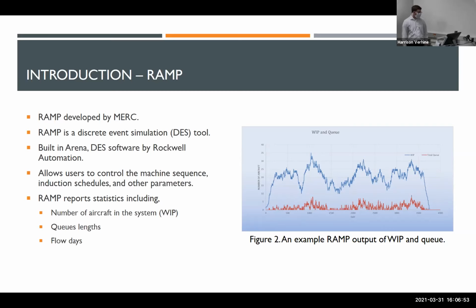RAMP outputs many statistics, including the number of aircraft in the system at each time step, the aircraft queue lengths, and the average flow days for each aircraft. Figure 2 shows an example output of RAMP. The blue line tracks the work in progress, or WIP, over time, and the red line tracks the total queue.